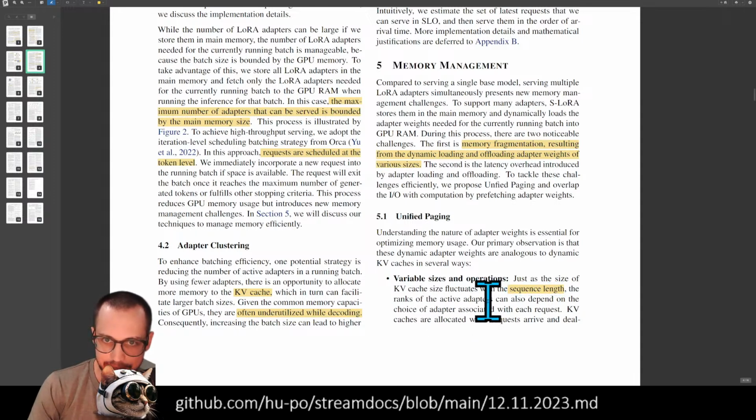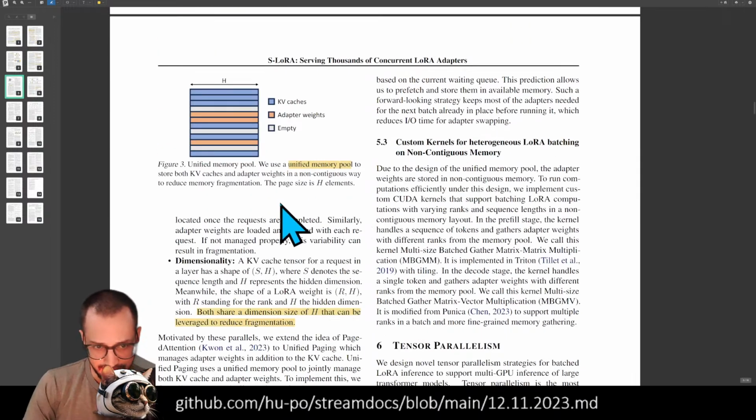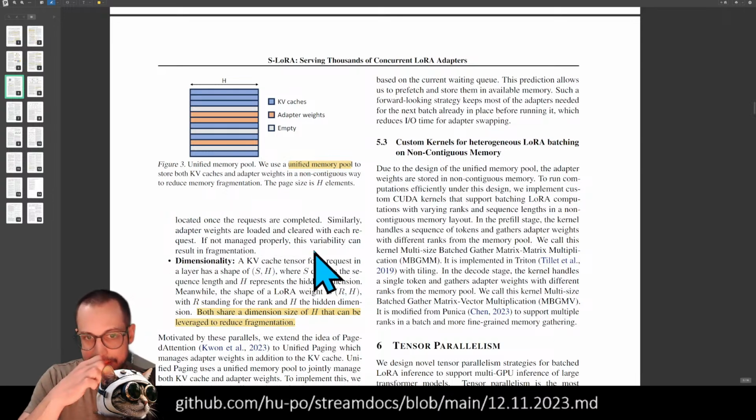The ranks of the active adapters can also depend on the choice of adapter associated with each request. KV caches are allocated when requests arrive and deallocated when the requests are completed. Similarly, adapter weights are loaded and cleared with each request. If not managed properly, this variability can result in fragmentation.